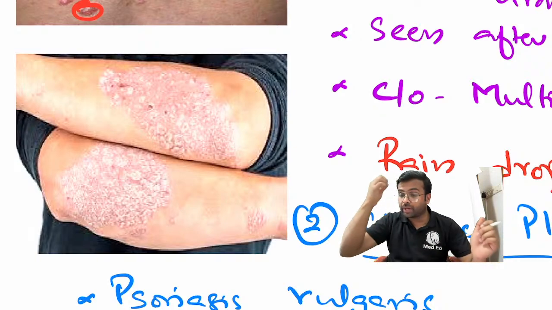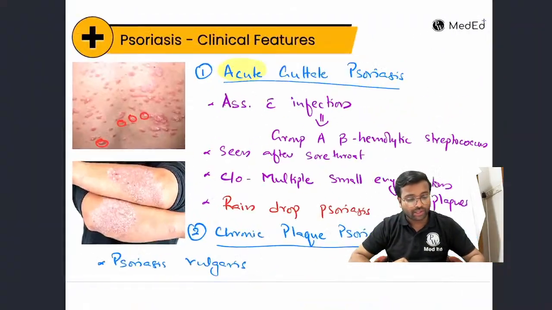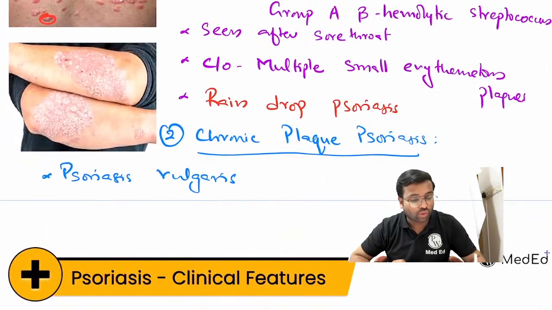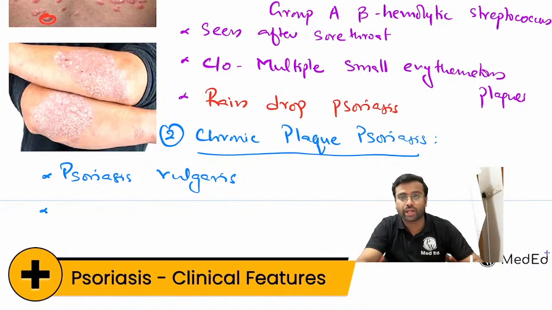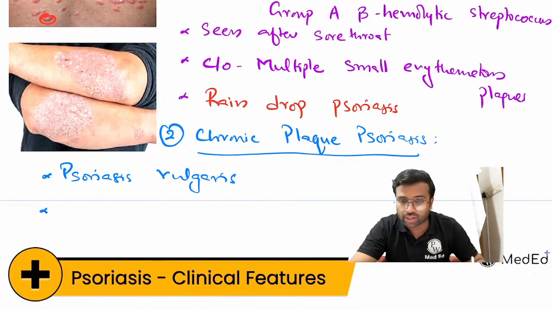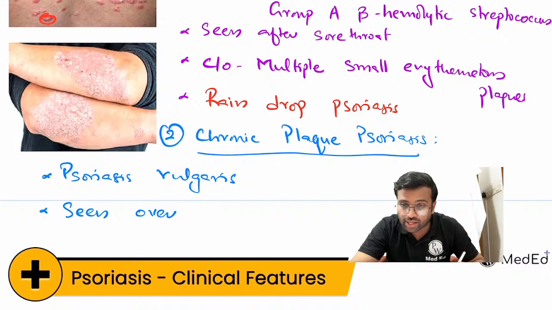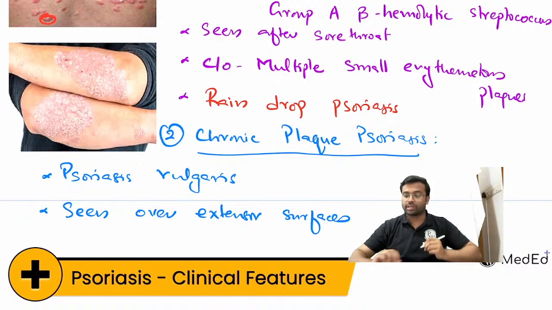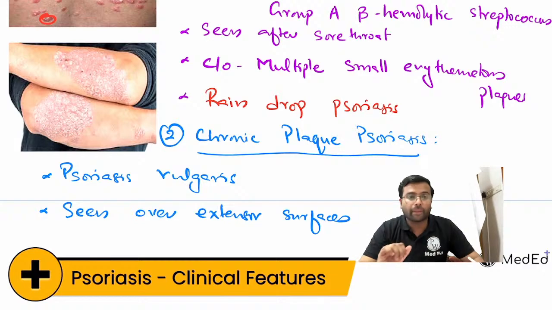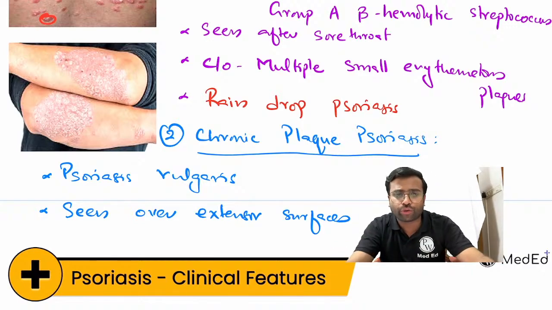Yeah, this is going to be extensor surfaces. So please write down that psoriasis vulgaris, or the chronic stable kind of psoriasis, chronic plaque type of psoriasis, is seen over extensor surfaces. Is that clear?